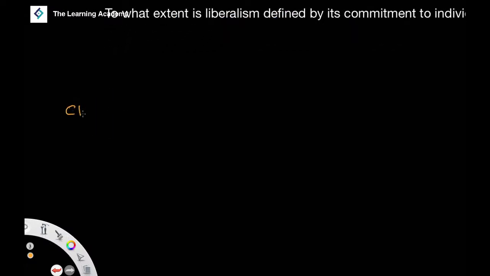Arguably, this is a very nice question. Compared to the last one, this is quite a nice question, just because you've been given quite a broad scope to talk about liberalism as a whole. You're not asked to specifically focus on classical liberalism or different kinds of liberalism. So let's start by looking at classical liberalism. I think we could all agree that classical liberalism is very much about the individual.